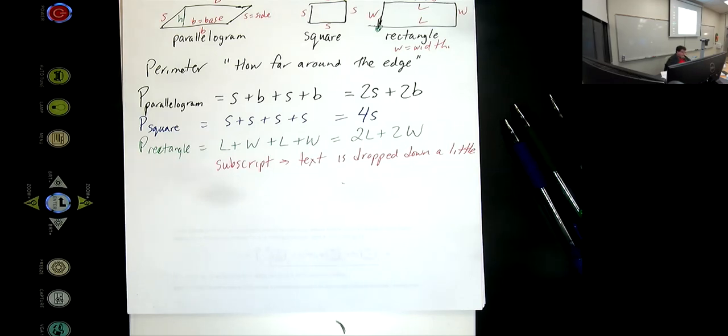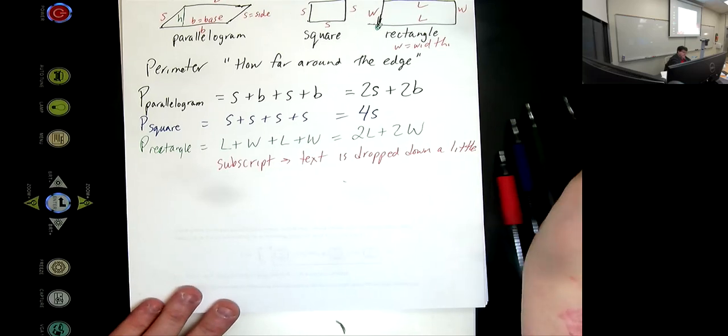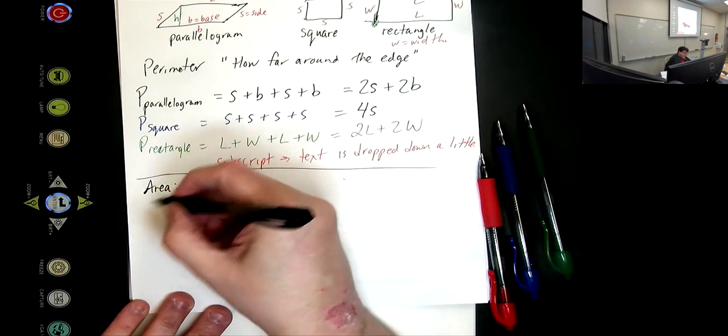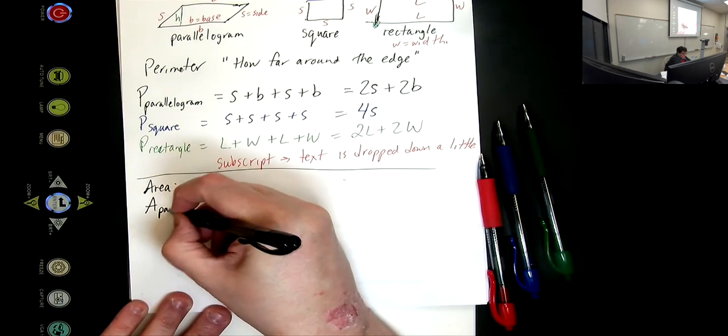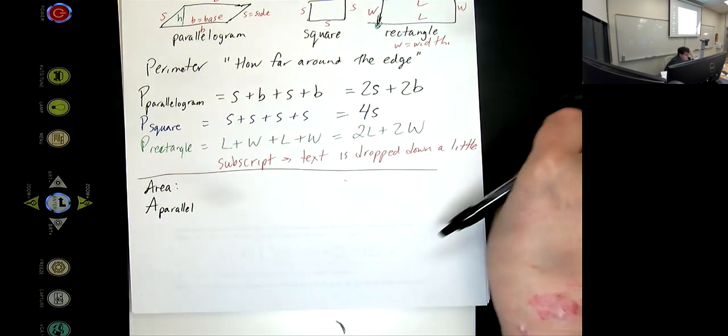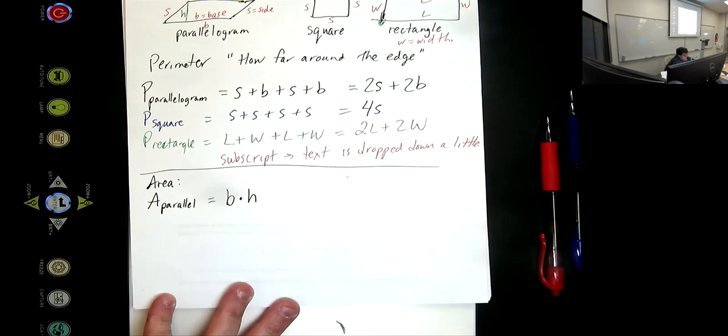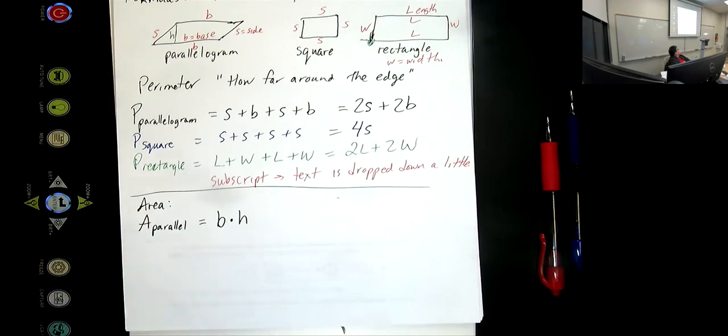All right, so area of these things. Those are all perimeter. Area of a parallelogram. I'm just going to say parallel for now. Is B times H. From the picture above. I haven't covered the mathematical knowledge to calculate H if you're not given it yet. We'll be doing that much later in this semester, near the end. But if you're given it, you can do it.